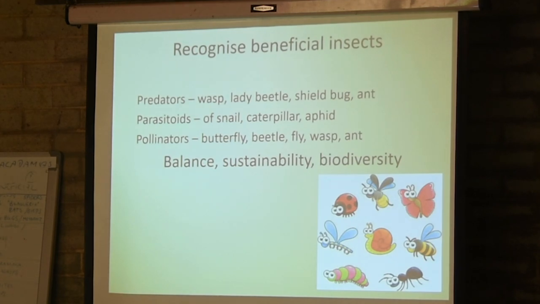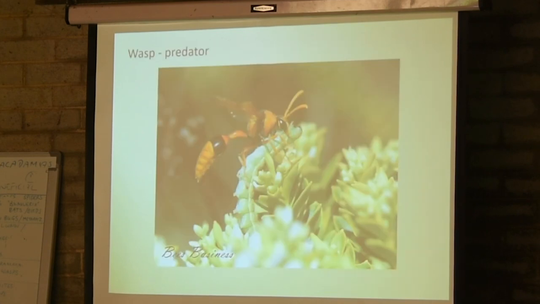So we've got predators. Wasps are predators. They're also parasitoids. They lay their eggs. There's some that will lay their eggs in pest insects. Then we've got other pollinators, butterflies, bees, flies, wasps, ants. So you just need to go out there and look at your insects. Check out what you've got.